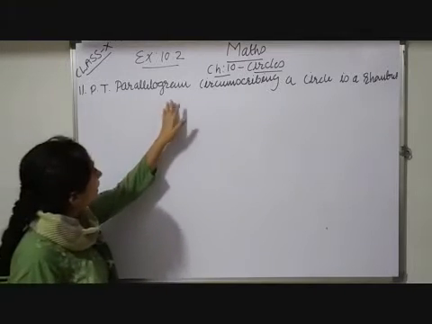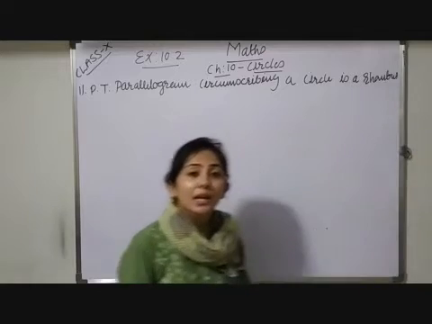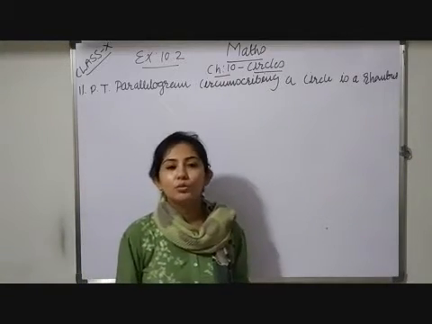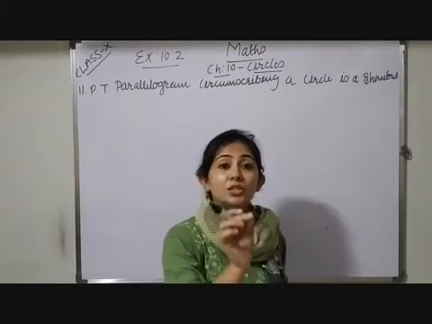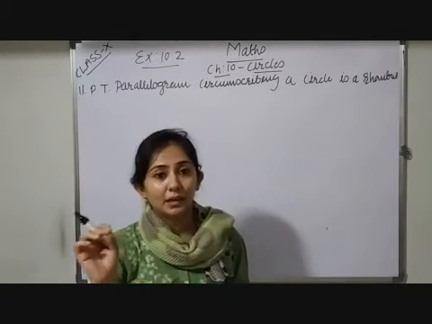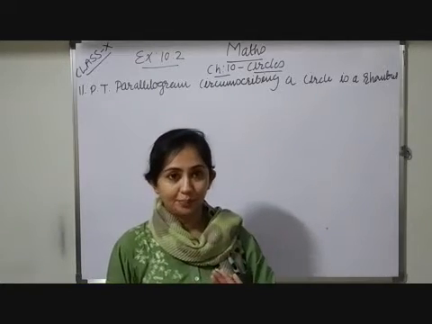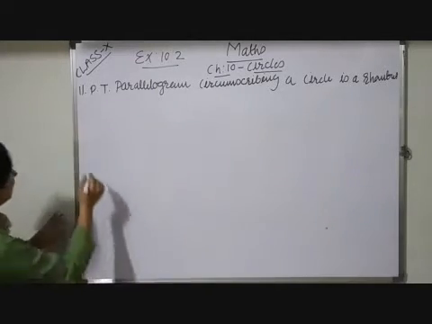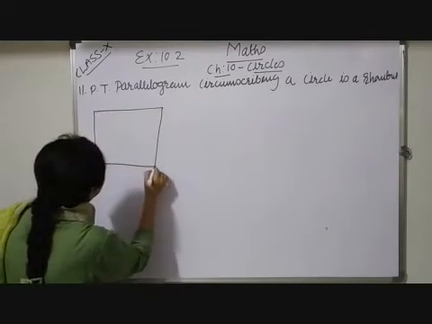The question is: a parallelogram circumscribing a circle is a rhombus. It means first you have to draw a parallelogram and a circle that touches all sides of the parallelogram. I have to draw a circle in a parallelogram. Understood? So first of all, I will draw one parallelogram.